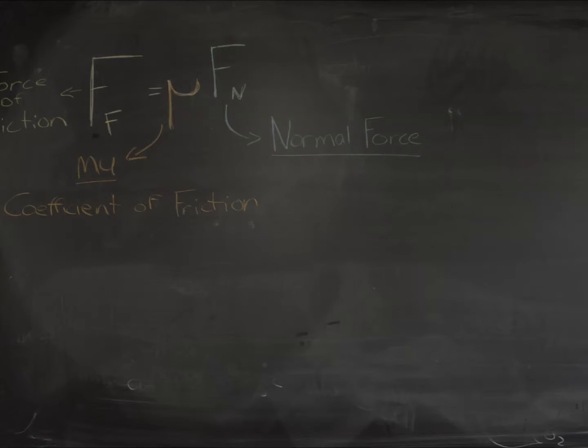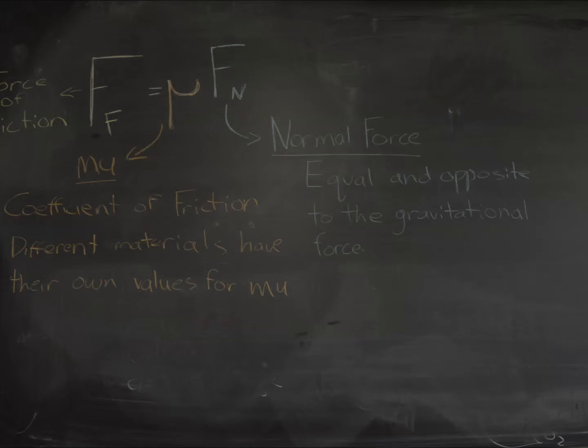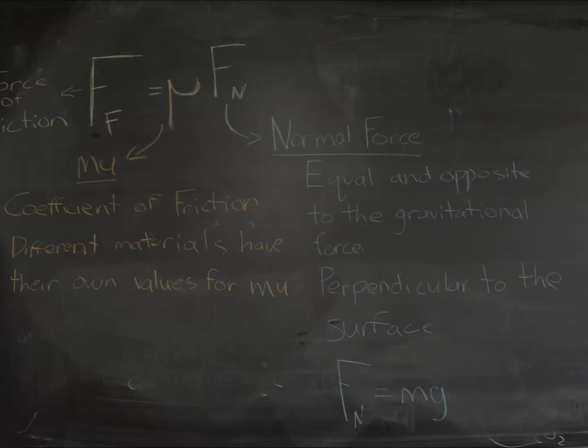So mu is the coefficient of friction, and different types of materials have their own values for mu. Whereas the normal force is equal and opposite to the gravitational force, and it's perpendicular to the surface. It can be calculated using the equation Fn equals mg.